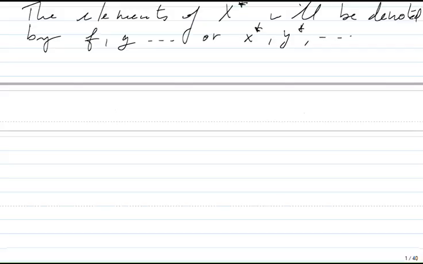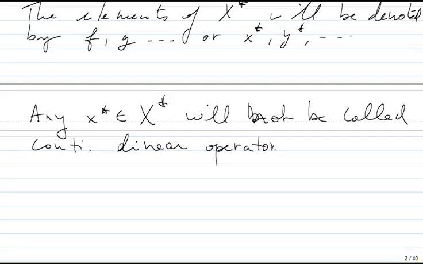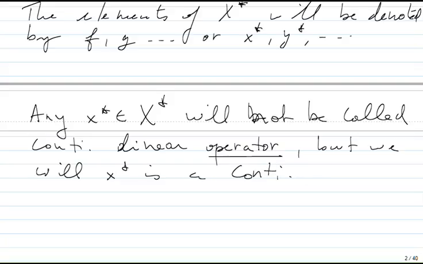Okay, an element x star in X star will not be called a continuous linear operator. We'll not use the word operator here, okay? But we will say x star is a continuous linear functional.